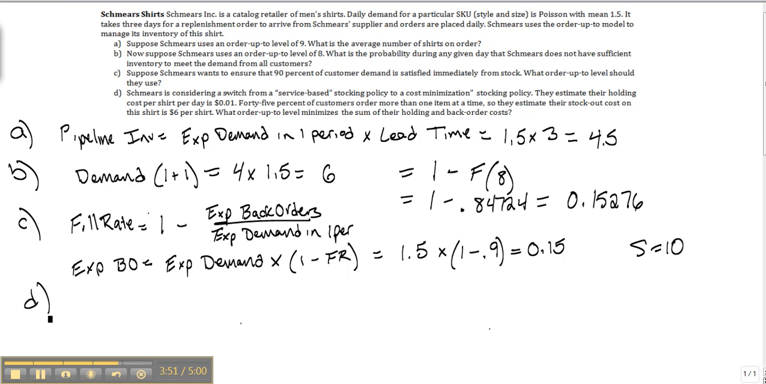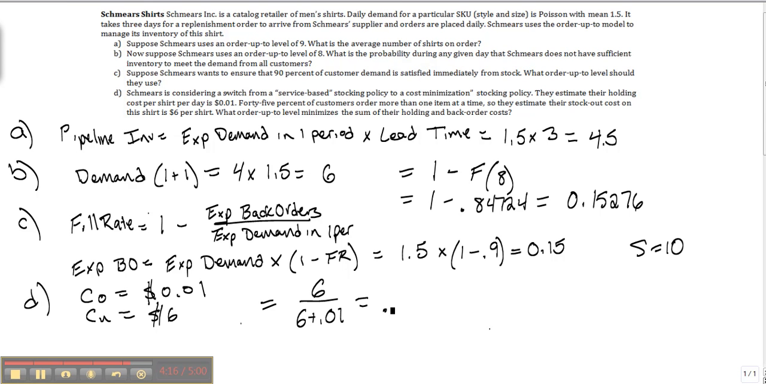Finally, for part D, in this case, our overage cost is given to us as 1 cent. That's the daily holding cost. Our underage cost, on the other hand, is given to us as $6, which is the cost of a stockout. Therefore, our critical ratio is equal to CU, or $6, over 6 plus 0.01. This is a probability of 0.9983.